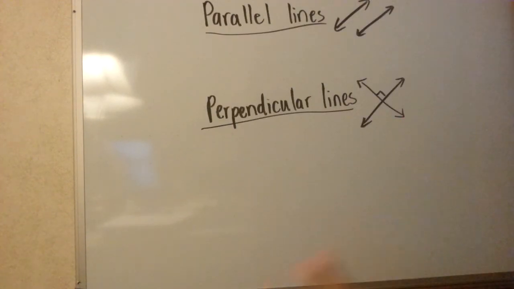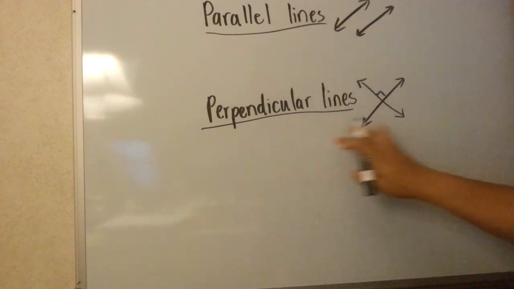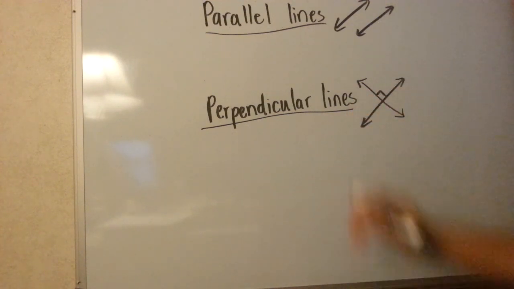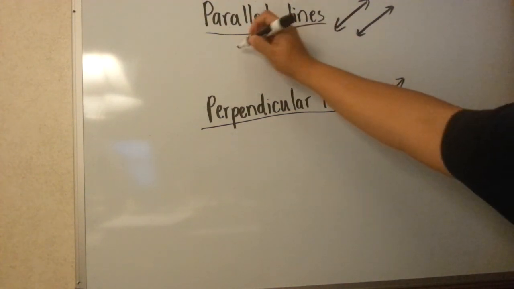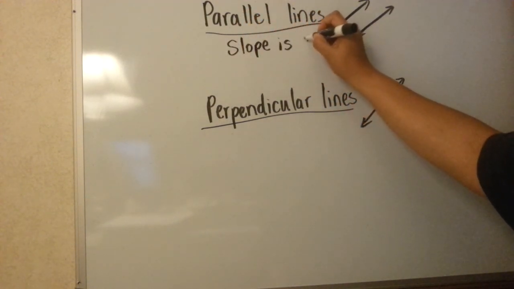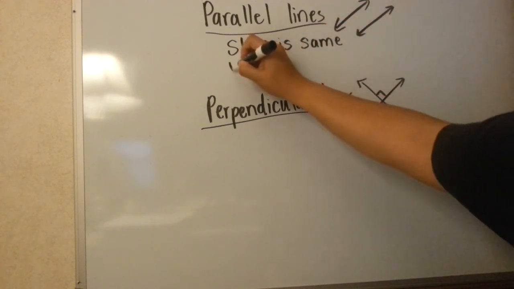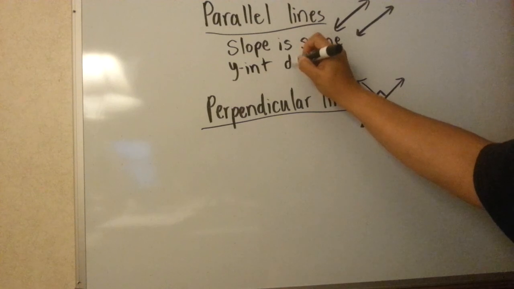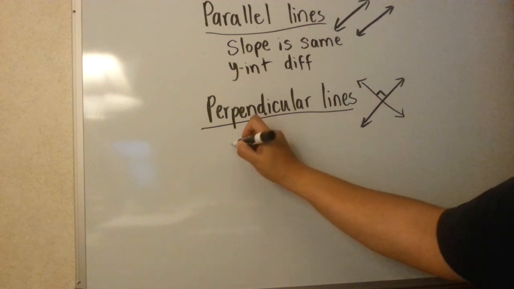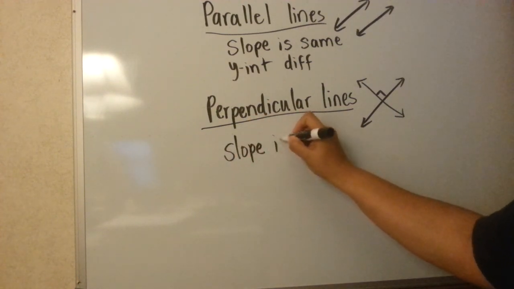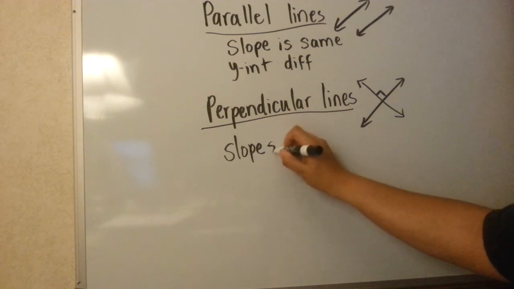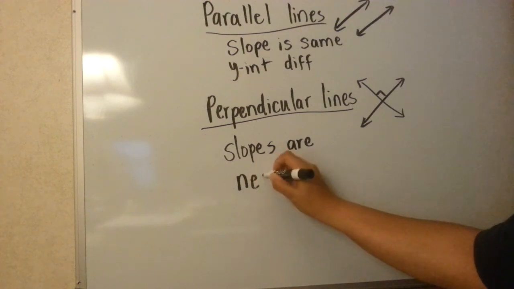Alright, we have 2 special cases that you have to remember: parallel lines and perpendicular lines. Perpendicular lines are the ones that intersect at a 90-degree angle. For parallel lines, the slope is the same. The y-intercept is different. Okay. And for perpendicular lines, the slope is, how should I say this? The slopes are negative reciprocals of each other.